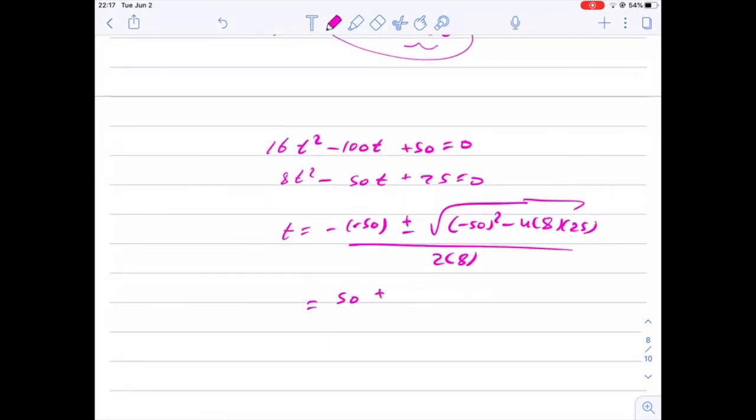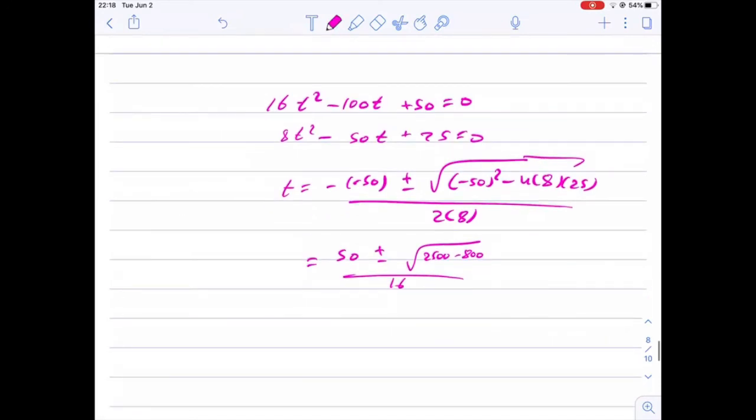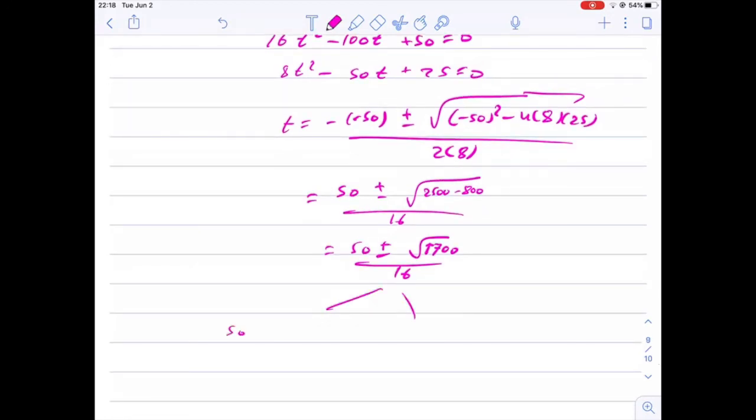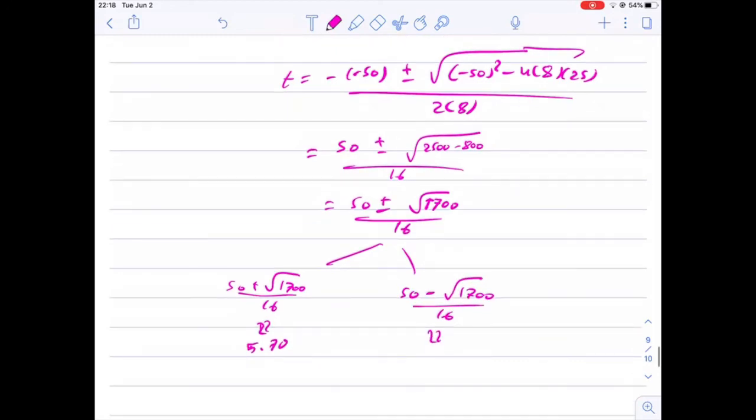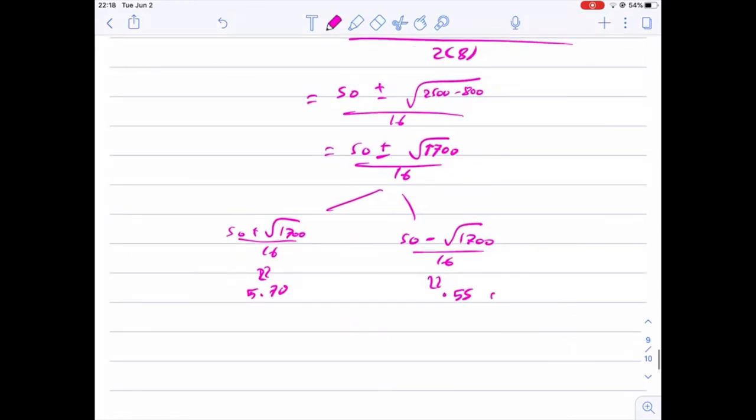Now simplifying, we get 50 plus or minus square root 2500 minus 800, all over 16. And then we get 50 plus or minus square root 1700 all over 16. And using the calculator, we get two answers. 50 plus square root 1700 over 16 gives approximately 5.70. And 50 minus square root 1700 over 16 gives me approximately 0.55 seconds.